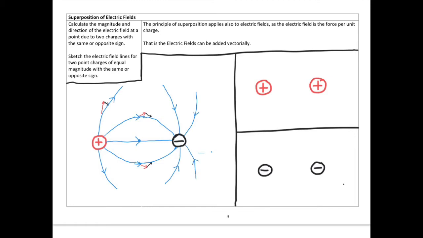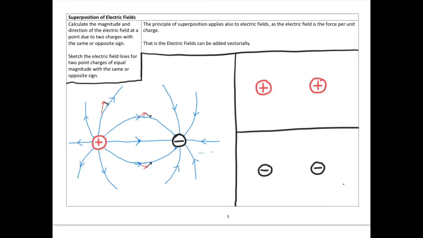So remember, the arrows always go towards the negative. It's the direction of the force experienced by a positive charge, and away from the positive, like such.